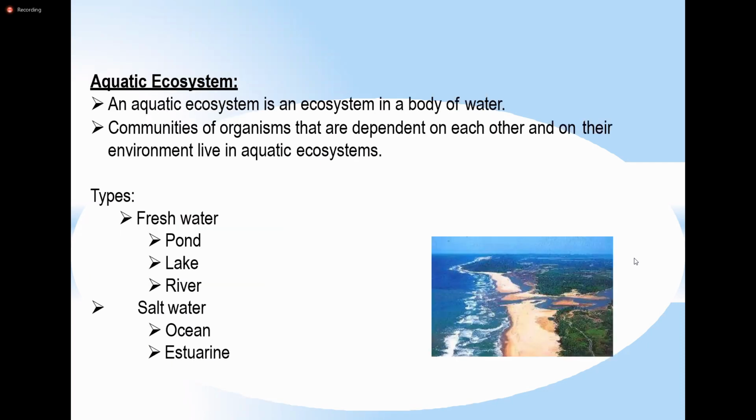Aquatic ecosystem. We are talking about now, we know it is broadly classified into freshwater ecosystem and saltwater ecosystem. And aquatic ecosystem associated with freshwater is the ponds, the lakes, the rivers, the streams, and saltwater is the oceans and the estuaries.